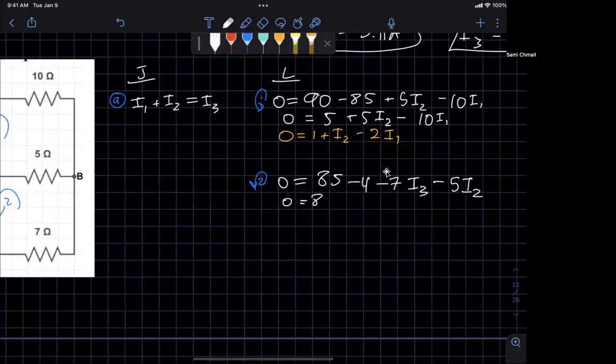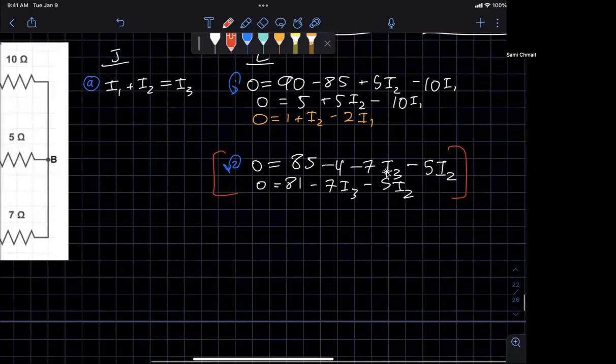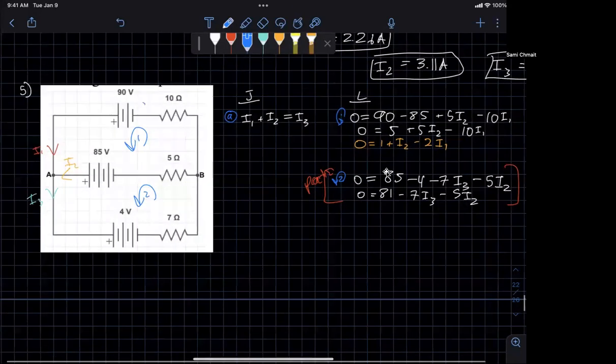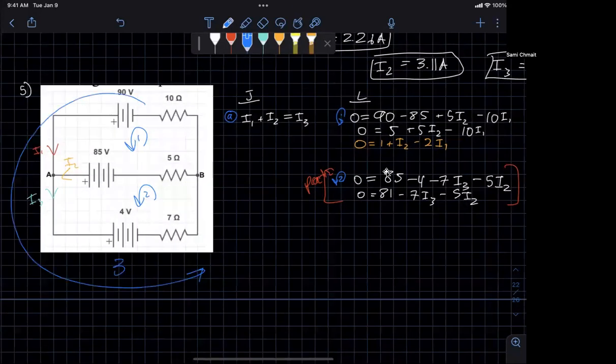Okay, so I'm going to clean this up a little bit. Let's get that 81 minus 7I3 minus 5I2. And this one doesn't have any I1s in it, so this is not going to be an equation that I'm going to use. This was just the practice to show another example, so I'll write practice. And then the real loop we're going to be working with here is loop 3, which is on the outside.